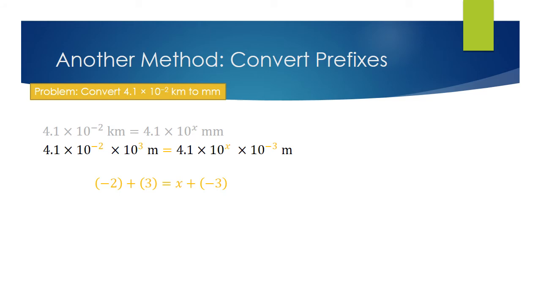For exponents, multiply means add, so bring the exponents down and add them on each side. Here, minus 2 plus 3 equals x plus minus 3. Use some simple algebra to solve for x. Here we get x equals 4.